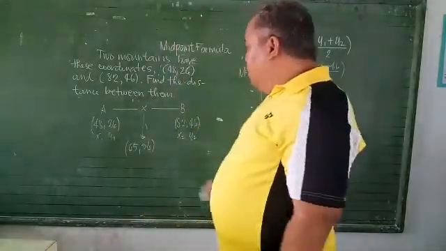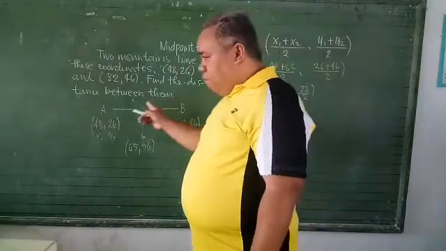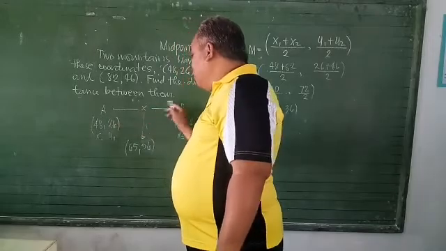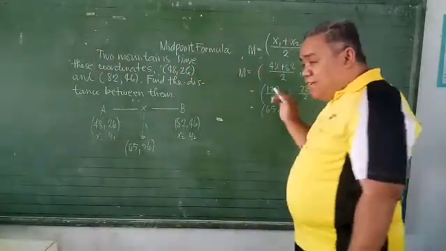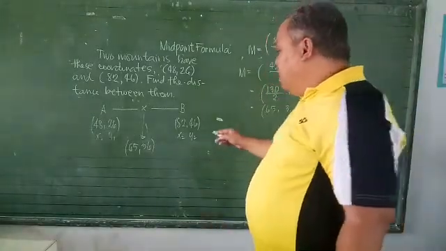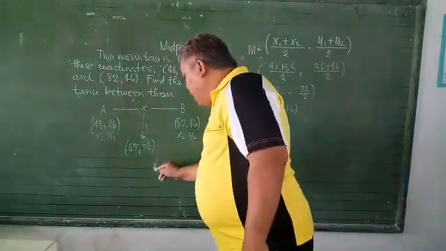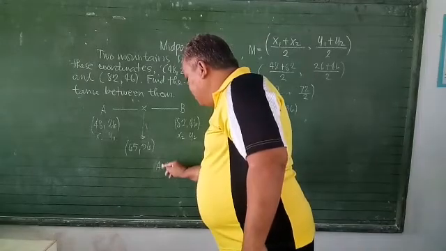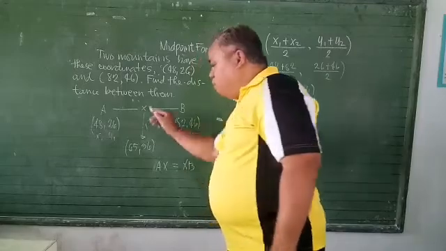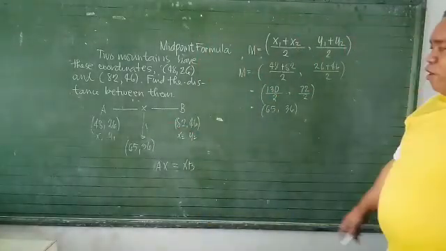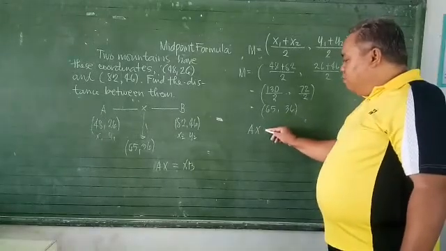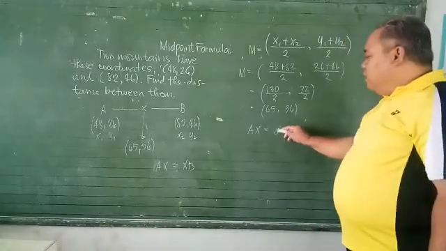But take note, find the distance between them. So you're going to find the distance of A to X and X to B. So, take note, midpoint yan. Ibig sabihin, what will be the measurement of A to X? That will be the same as the measurement of X to B. So AX is equal to XB, kasi nga midpoint yan. Okay. So we're going to find the distance of AX.